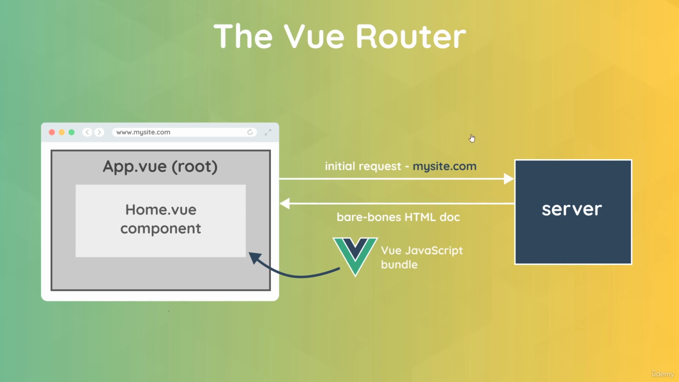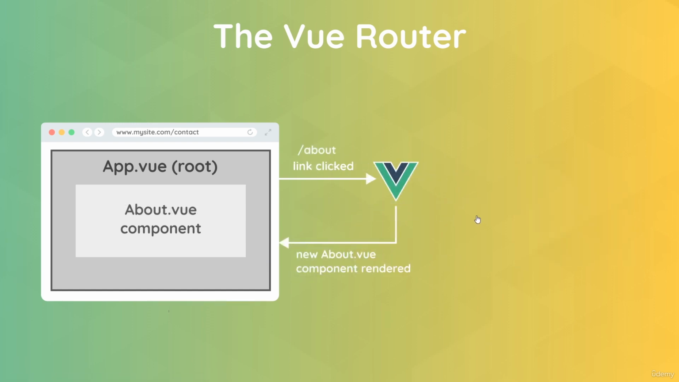Now, if our initial request to the server was something else, like /contact, instead it would nest a contact component inside the browser initially instead. Now, thereafter, when we click links around the website, we don't send any more requests to the server. Instead, Vue intercepts the requests and looks at the route of the link we clicked. For example, it could be going to /about. So it would unmount the current route component and instead nest an about component.